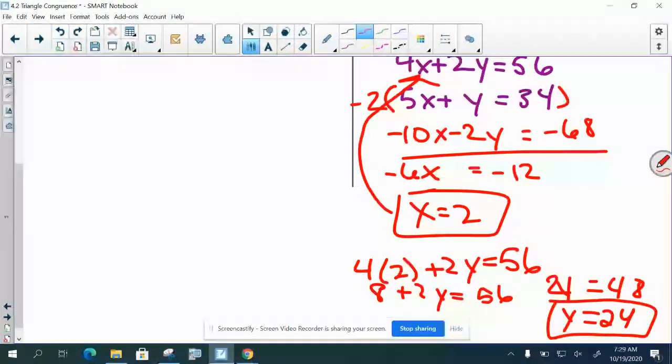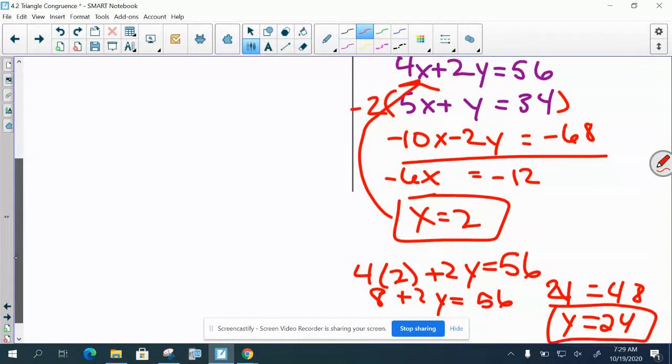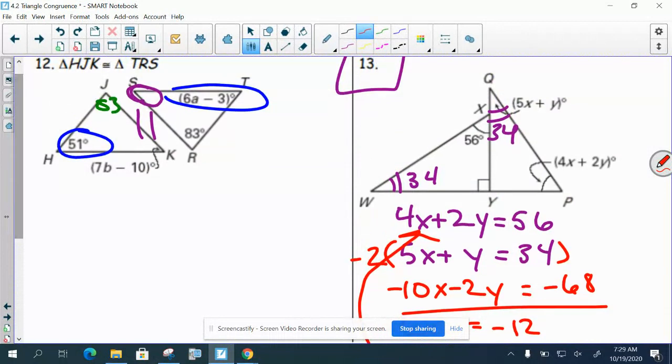Okay, so that's all the examples I'm going to show you. The rest will be in your Edulastic assignment. There were just 2 other examples, as well as just the regular homework in your Edulastic.